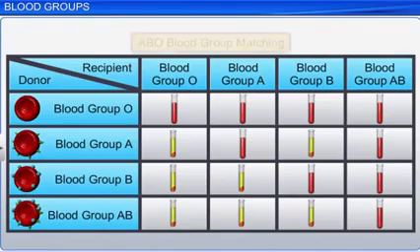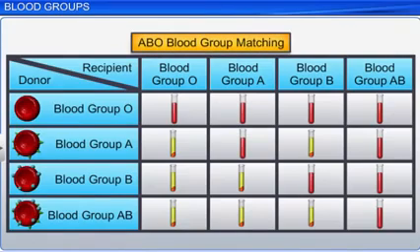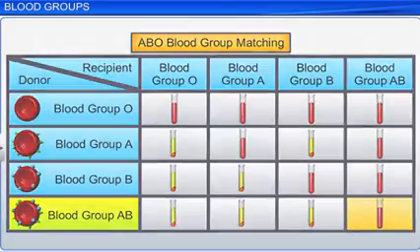This table showcases the results of ABO blood group matching between different blood groups of donors and recipients. From these results, it is clear that individuals with blood group O can donate blood to all blood group types, but receive blood only from individuals with blood group O, whereas individuals with blood group AB can receive blood from all blood group types, but donate blood only to individuals with blood group AB.